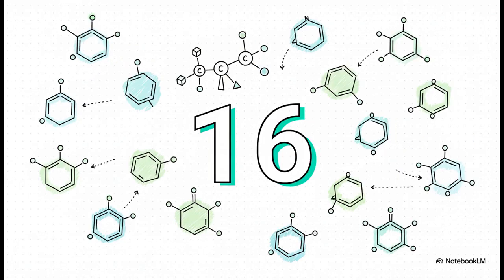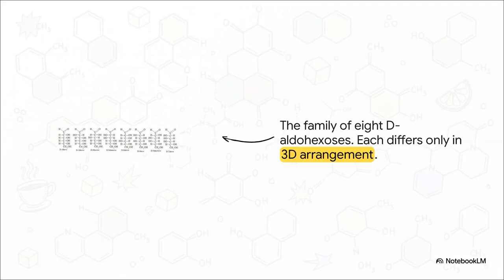So just how many different versions are we talking about here? Well, for a common sugar like glucose, which has four of these special chiral centers, the math just gets wild. It leads to a staggering 16 possible stereoisomers. I mean, think about that for a second. 16 completely unique molecules, all made from the exact same parts. And out of those 16, here are just half of them.